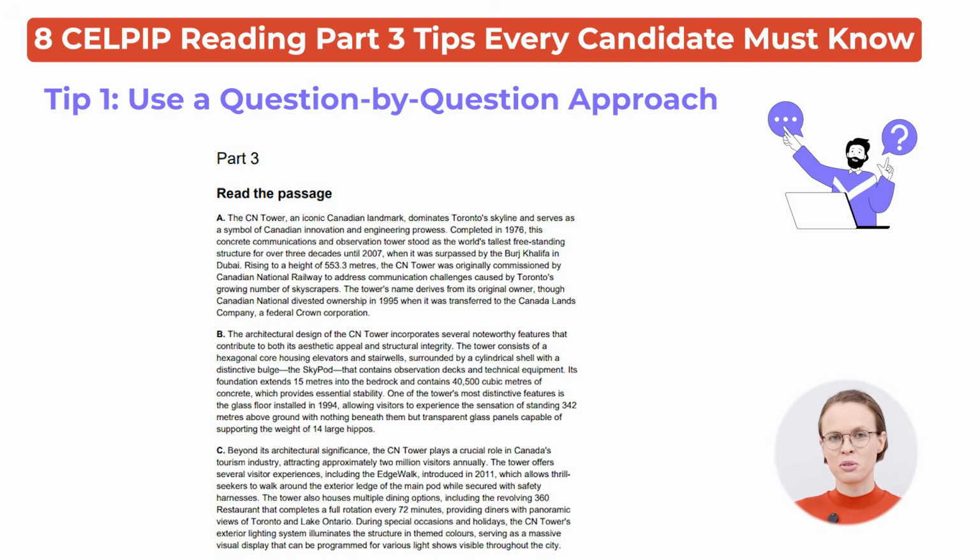High-scoring candidates know that the most efficient approach is working through questions one at a time. This focused approach keeps your mind clear because you're only searching for one piece of information at a time rather than trying to remember 9 different things simultaneously.